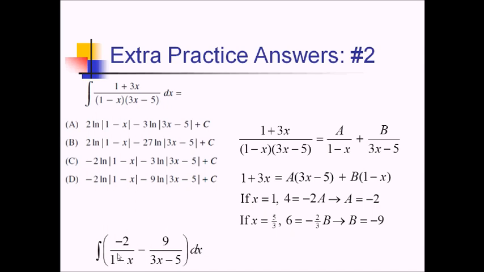This first one then, I'm going to have negative 2 ln of the absolute value of 1 minus x divided by negative 1. So that actually becomes a positive 2 ln of 1 minus x. And then over here, I'm going to have to divide by 3. So instead of 9, I'm going to have 3 ln of the absolute value of 3x minus 5. And does that match any of my answer choices? Well, let me put a plus c on the end. How about now? So I have 2 ln 1 minus x, and I have a minus 3 ln 3x minus 5. That looks like the very first answer choice, A.